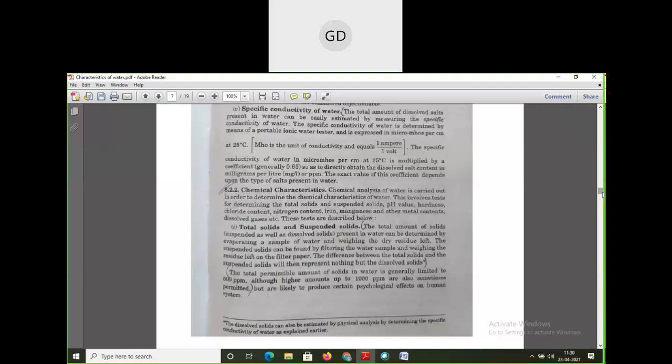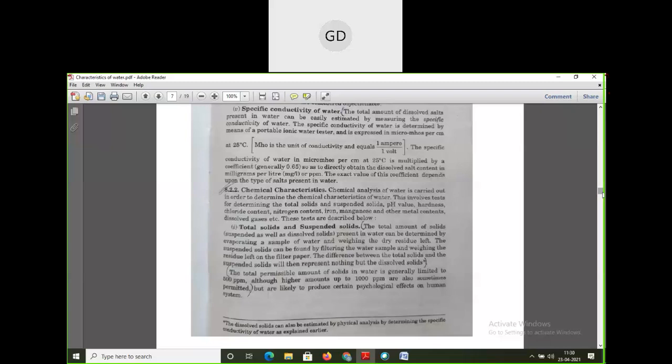You have the value of total solids, you have the value of suspended solids, you subtract it. Total solids minus suspended solids will give you dissolved solids. Clear? So this is a simple experiment of how you find out the total solids and suspended solids.